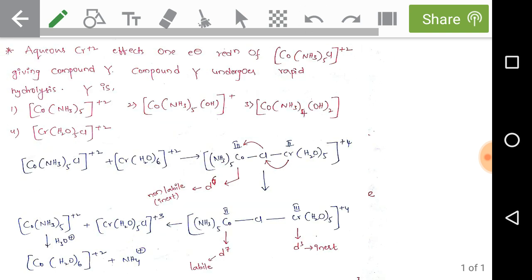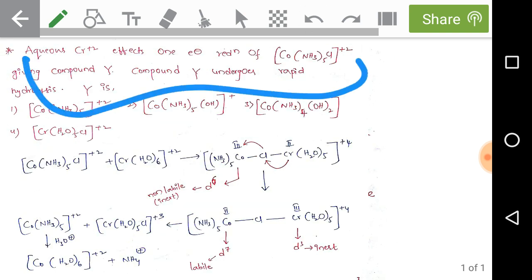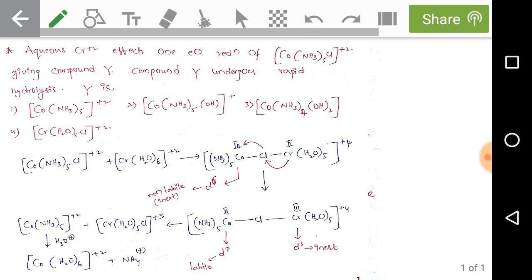Okay, right. Now aqueous chromium plus 2 effects one electron reduction of the given cobalt complex giving compound Y. Compound Y undergoes rapid hydrolysis, and we need to find Y. Here just observe the cobalt complex is reacting with chromium plus 2, and the given cobalt complex has chlorine. So whenever we see the presence of halogens, there is a possibility of an inner sphere transition. The reaction takes place by the inner sphere mechanism.